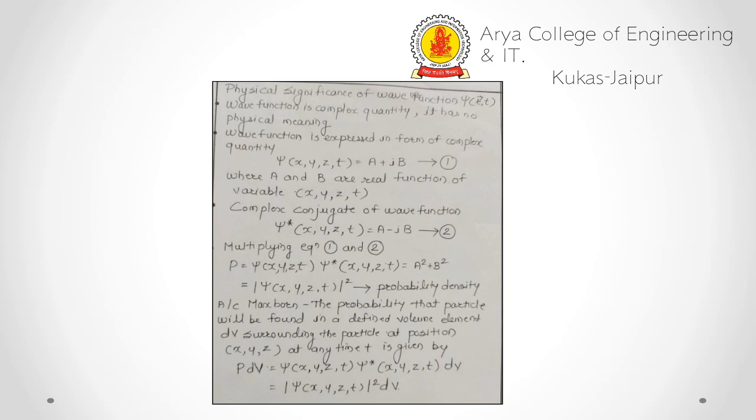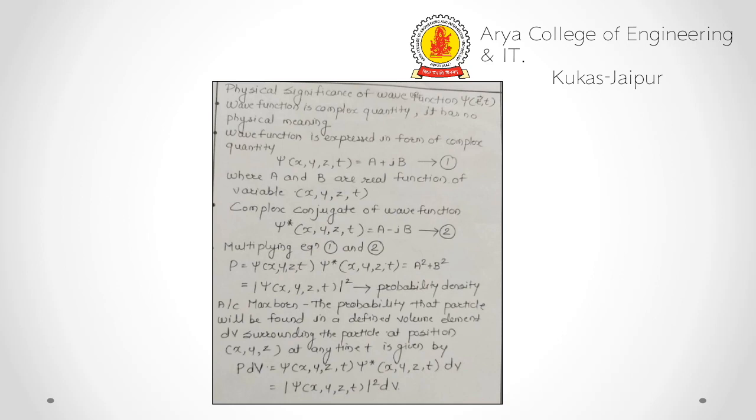The complex conjugate of equation number 1 can be written as psi star of x, y, z, t is equal to a minus ib. Now multiplying equations 1 and 2, we get mod of psi of x, y, z, t whole square. As we discussed in slide number 2, it is nothing but the probability density.